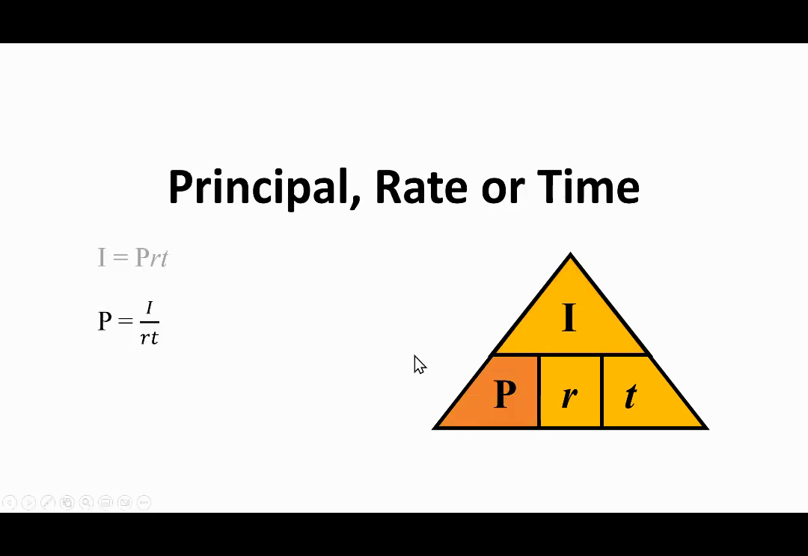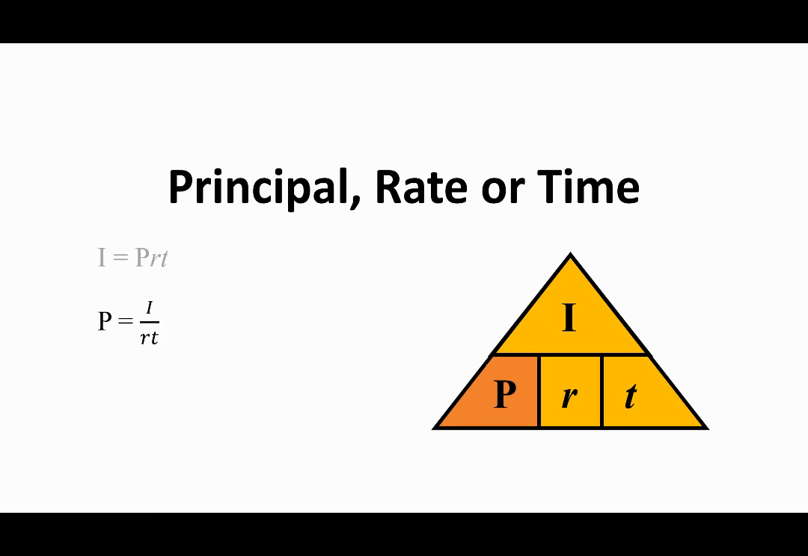But if what you need is the principal instead, then you have interest over rate times time. So the ones on the bottom here are going to be multiplied by each other, and look, this is over top, just like it is in the formula.